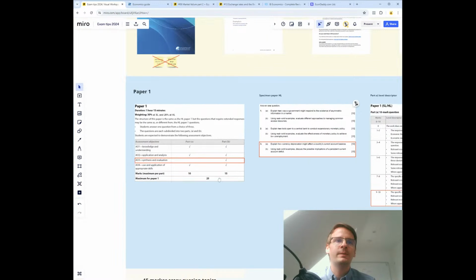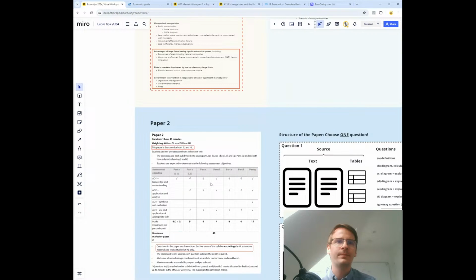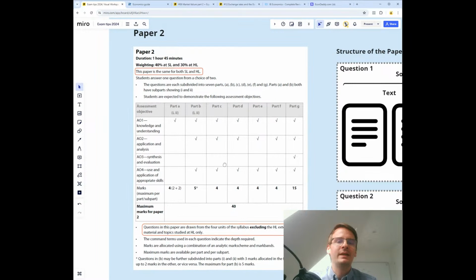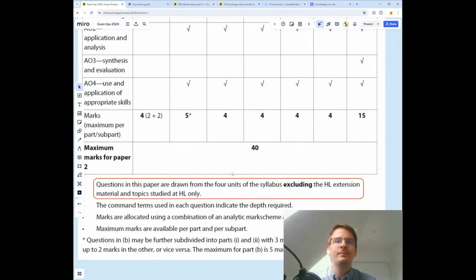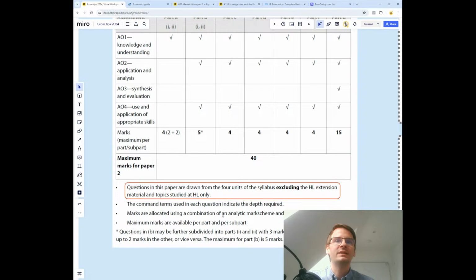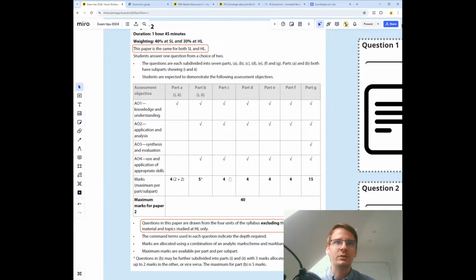And let's jump over to the paper 2. Those who come to my course, I'm telling you, will practice a lot of these questions. Paper 2 has several questions, and good news to everyone, especially to higher level students, it's going to exclude the higher level extension material and topics. So it's going to be the exact same paper this year and from this year onwards for standard level and higher level students. And as you can see, there are quite a few questions.